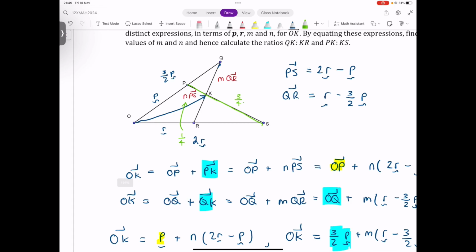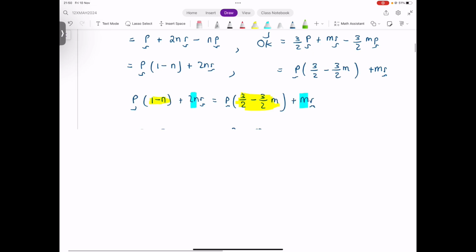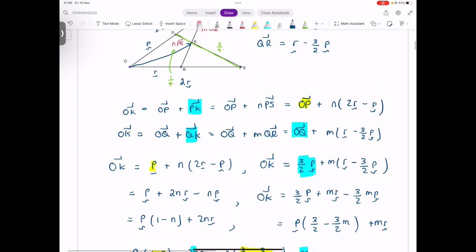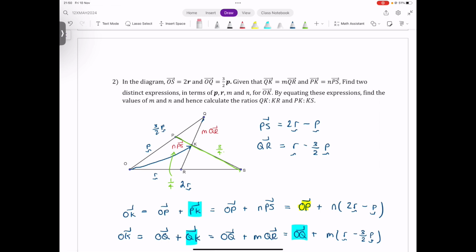So the ratio of PK to KS is equal to 1/4 to 3/4, or that's the ratio 4 to 12. So that's our first ratio there. We have a look at our second ratio. I might rub this green stuff out now.